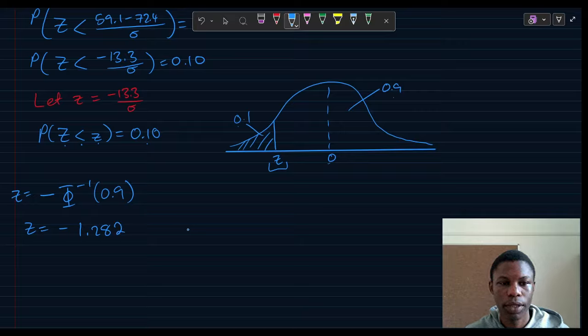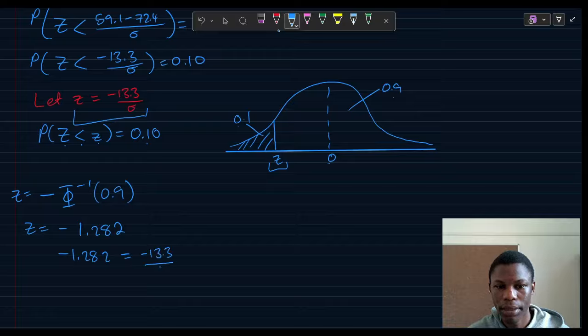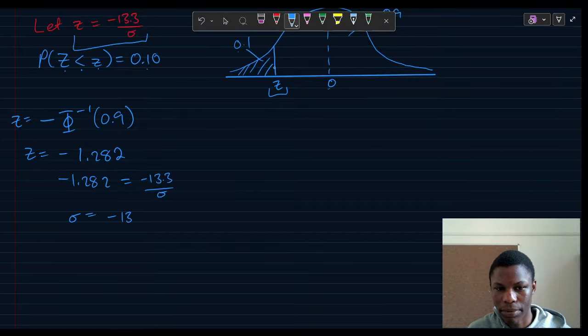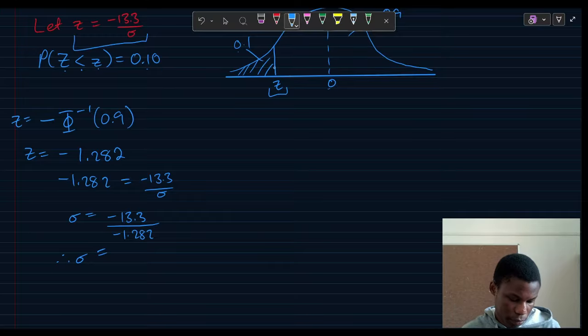1.282. So this means that, remember earlier we said Z is equal to that, negative 1.282 has to be equal to negative 13.3 over sigma. And so sigma has to be negative 13.3 divided by negative 1.282. And so sigma therefore has to be 13.3 over 1.282, which is 10.4 to 3 significant figures, and that's our final answer.